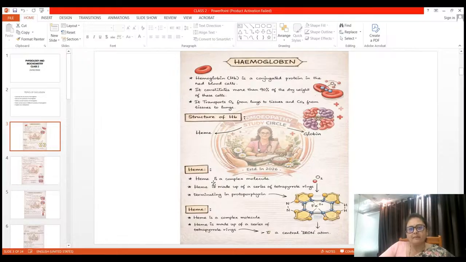So, heme is a complex molecule. It is made up of tetrapyrrole rings with iron in the center. Tetra is 4. Tetrapyrrole, 4 pyrrole rings with iron in the center. This is heme. This along with globin becomes hemoglobin.